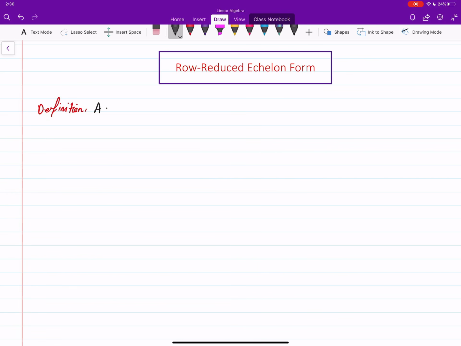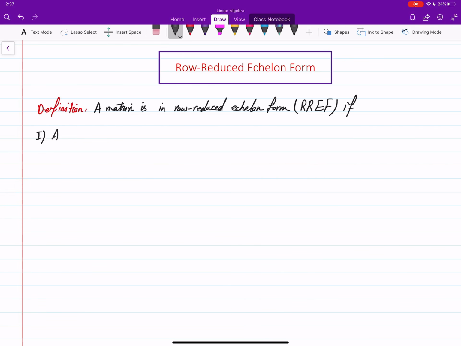A matrix is in row reduced echelon form, well, sometimes we write it as reduced row echelon form, if it satisfies the following conditions. We have 4 conditions. One is that all 0 rows must be at the bottom.